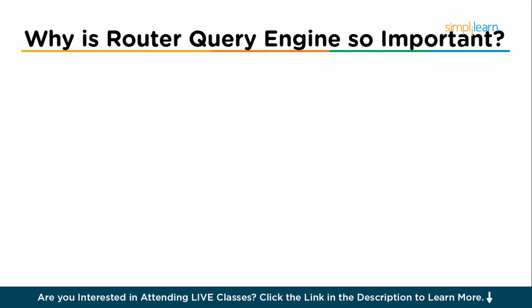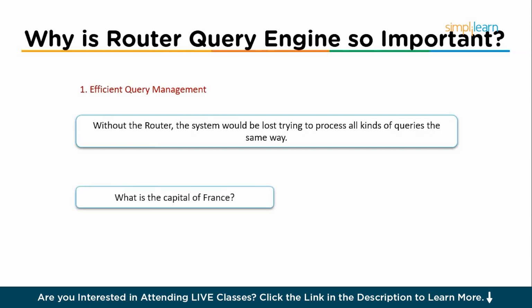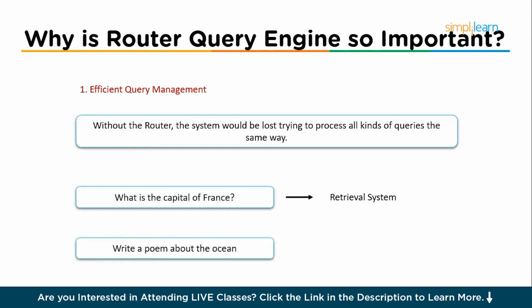So the router query engine is crucial for several reasons. First, it is crucial for efficient query management. Without the router, the system would be struggling, trying to process all kinds of queries the same way. For example, a question like what is the capital of France needs a simple factual answer, so it should go to a retrieval system. A question like write a poem about the ocean needs creative generation, so it should go to the generative model.